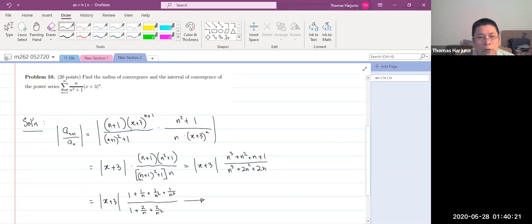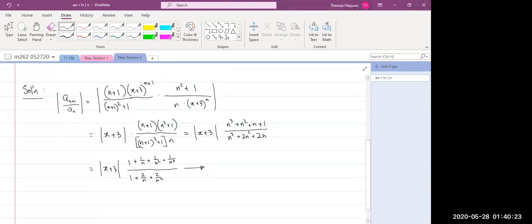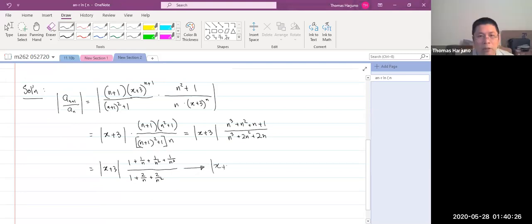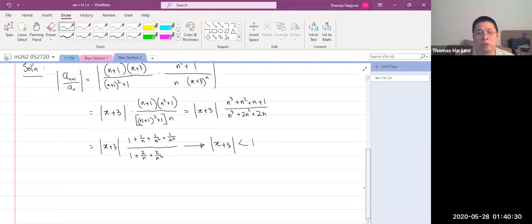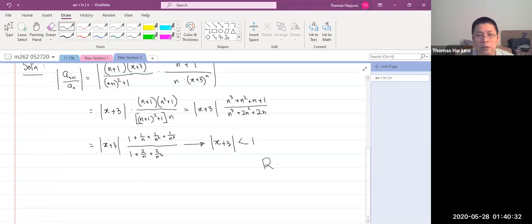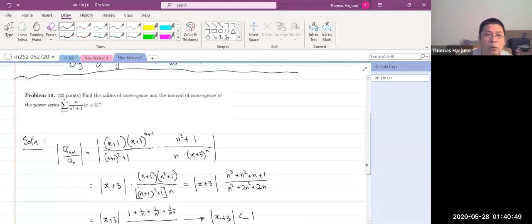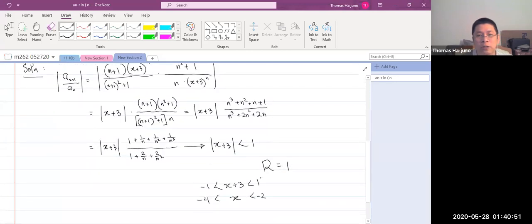This will go to what? It will approach the absolute value of x plus 3. And we want this to be less than 1, right? So the radius of convergence is 1, and the interval of convergence will be between -1 and 1 for x plus 3. So x will be between -4 and -2. Now, the radius of convergence is already answered.